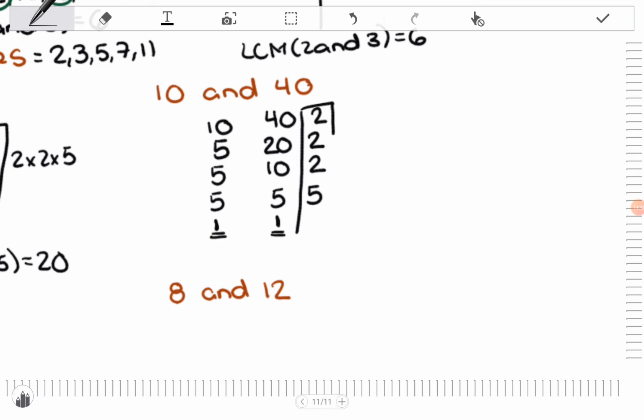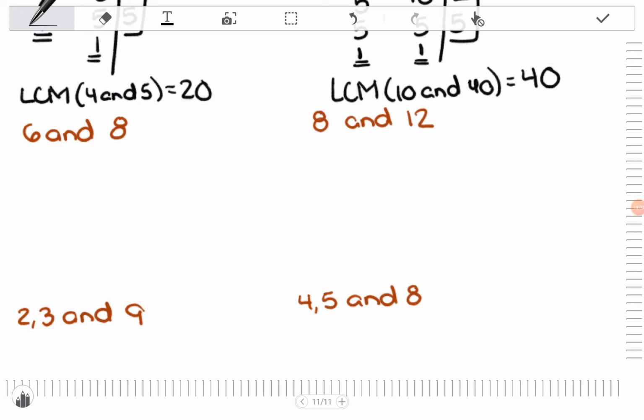As always, we have the answer over here, and we're going to write it right here. LCM of 10 and 40 is equal to, let's do it from the bottom to the top, it's easier. So we have 5 times 2, 10, times 2, 20, times 2, 40. So the least common multiple is 40. That's it. Easy, right? Let's see another exercise. 6 and 8. So we're going to write both numbers over here.